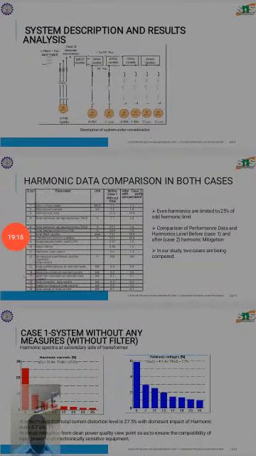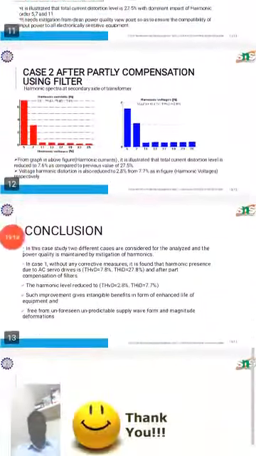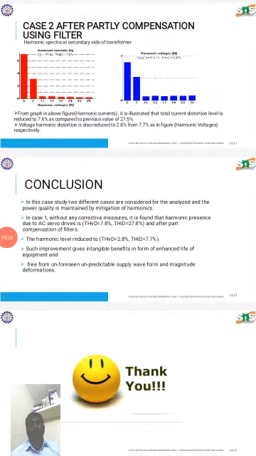Lastly, finally, we are going to the conclusion. In this case study, two different cases are considered for analysis, and the power quality is maintained by mitigation of harmonics.